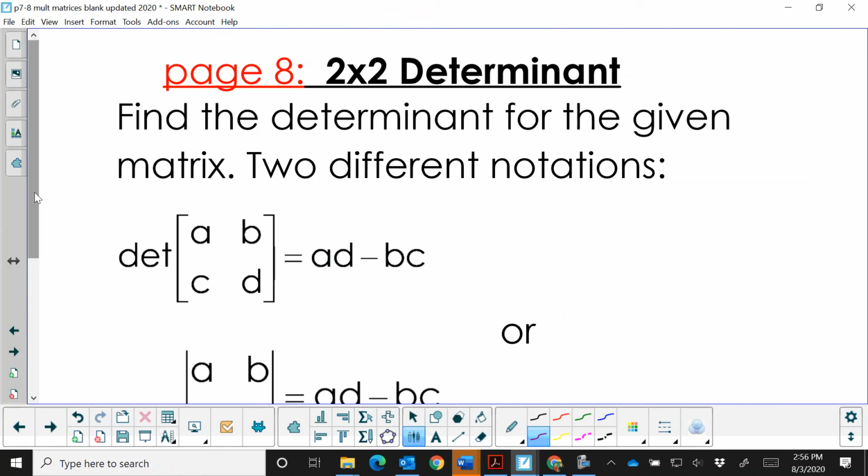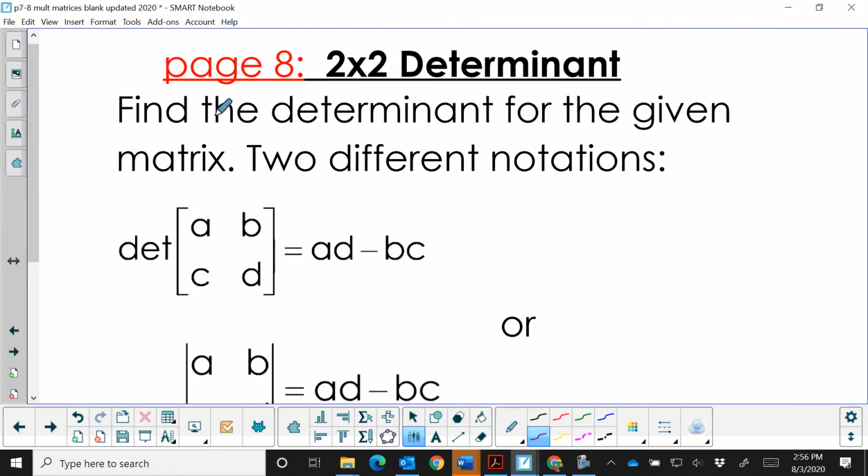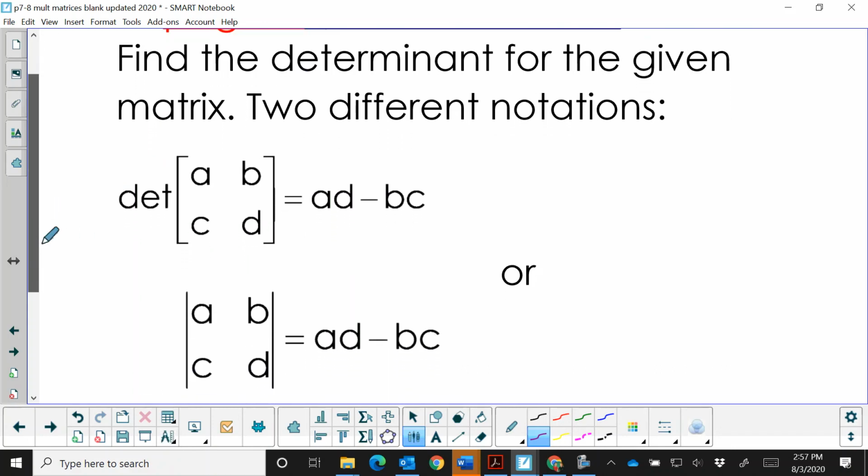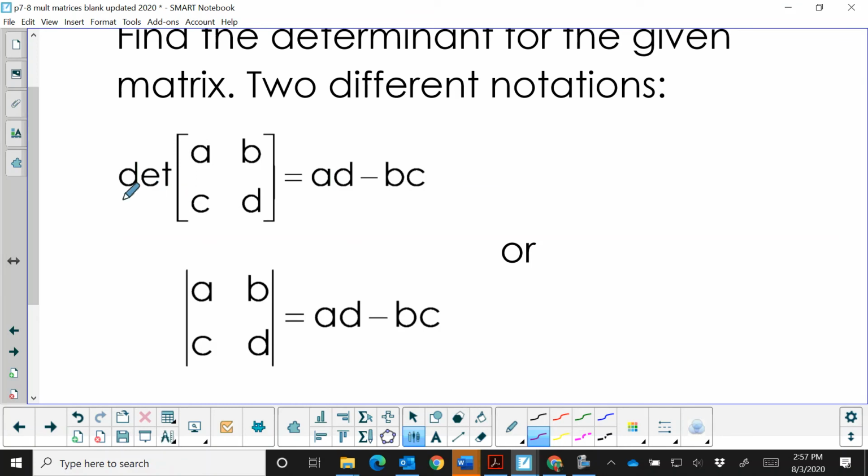Okay, so let's think about our interactive notebook. This is going to be page 8. So go ahead, if you need to, stop the video, put at the top a 2 by 2 determinant. And this is how you find a determinant given the matrix. Now there are 2 different notations for finding the determinant. I showed you on the first page, DET, the determinant of the matrix, or it might even look like this, where you've got 4 elements. It looks like it's a matrix, but notice it's got absolute value bars on it. That also means find the determinant.